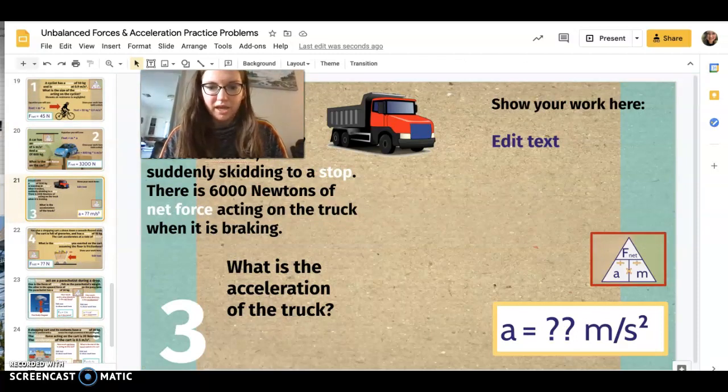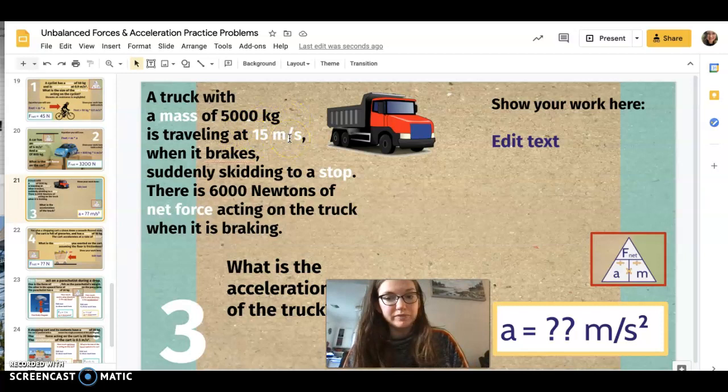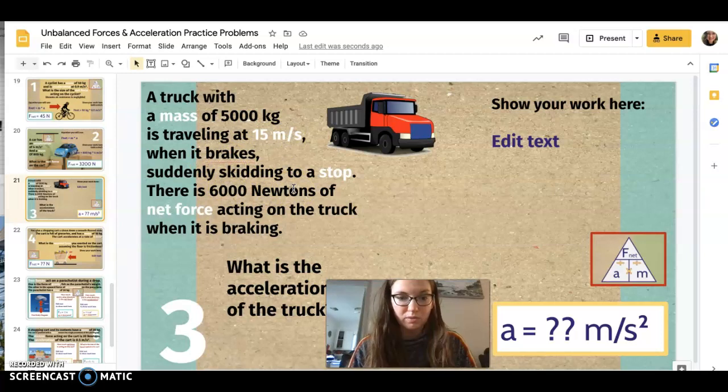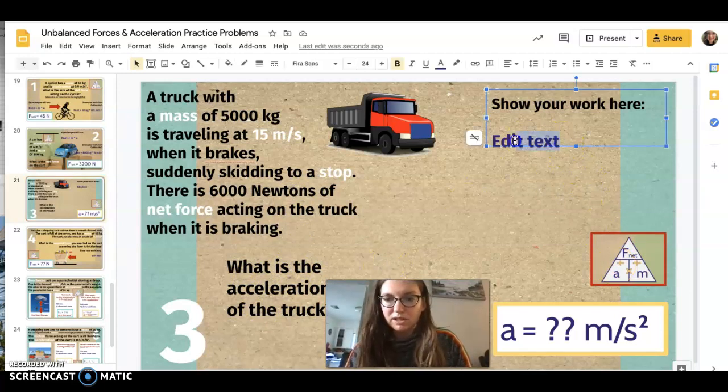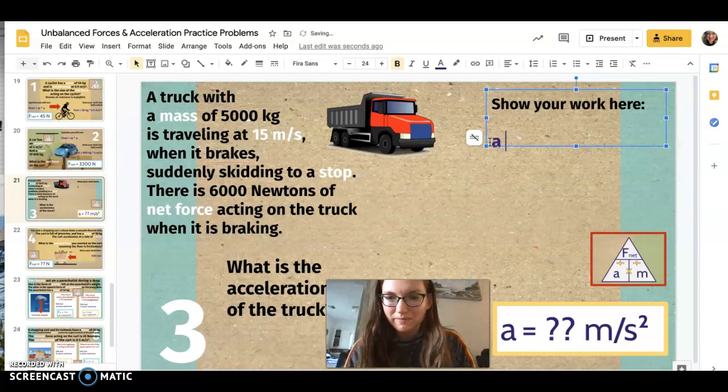Let's try this one. A truck with a mass of 5,000 kilograms is traveling at 15 meters per second when it brakes, suddenly skidding to a stop. There's 6,000 newtons of net force acting on the truck when it is braking. What is the acceleration of the truck? So this is that same equation, but we're going to rearrange it. So first thing we need to do is we are solving for acceleration. Acceleration equals F net, and since F net is above mass, I'm going to do F net divided by mass.